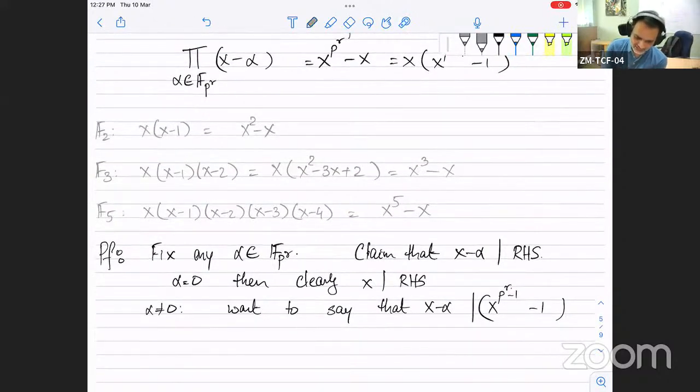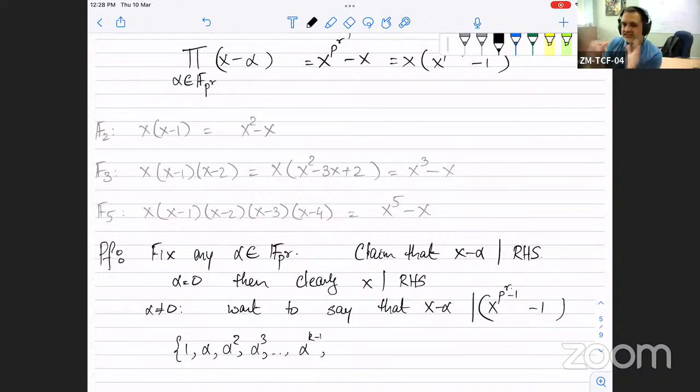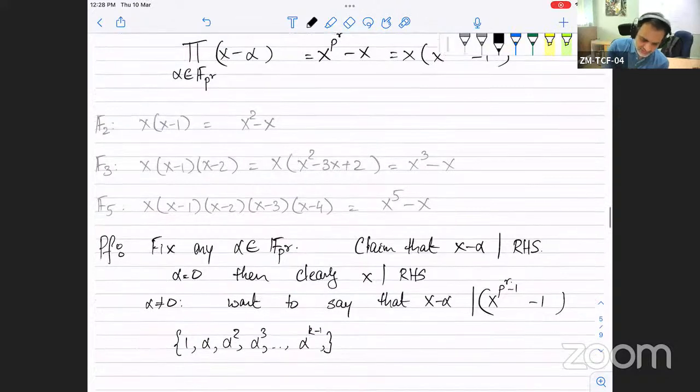Okay, so here is the trick. You basically look at the following set, which is 1, alpha, alpha squared, alpha cubed, etc., until I get to some alpha to the k minus 1, and maybe alpha to the k is equal to 1 again. Basically I'm just saying, look at all the things you can generate using just alpha, multiplying it.